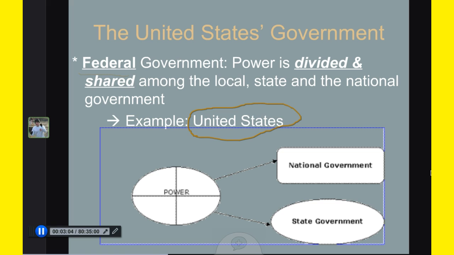Now, we looked at a Confederate government where the states have more power. We just looked at a unitary government where the national government has more power. And so we come to a federal form of government where power is divided and shared among the local and state and national governments. So you see power pointing towards the national government. You see power going towards the state government. That's because in some cases the national government has some powers, in some cases the state governments have powers, and in many cases the powers are shared and divided.